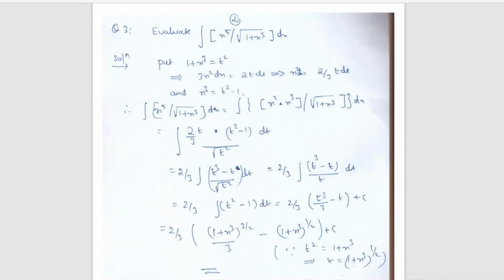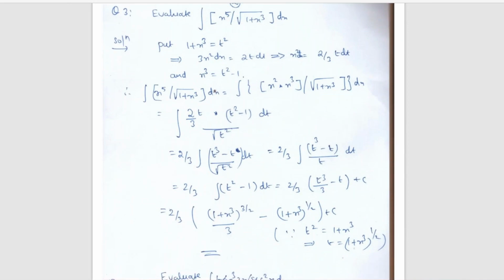Evaluate the integral x to the power 5, it is in the numerator, upon square root of 1 plus x cube, dx. X to the power 5 upon square root of 1 plus x cube dx. How can we do this problem? What substitution can we use here? See the numerator and denominator as well.